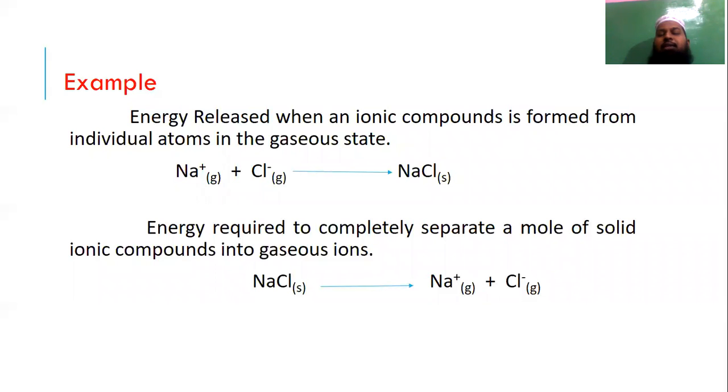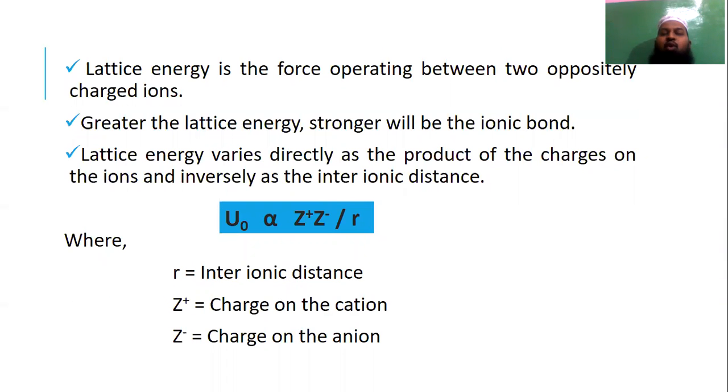Energy required to completely separate a mole of a solid ionic compound into gaseous ions. The ionic crystal separates into two ions. Here the energy is required. That energy is called lattice energy. The delta H value is positive. This type of process is also known as an endothermic process.